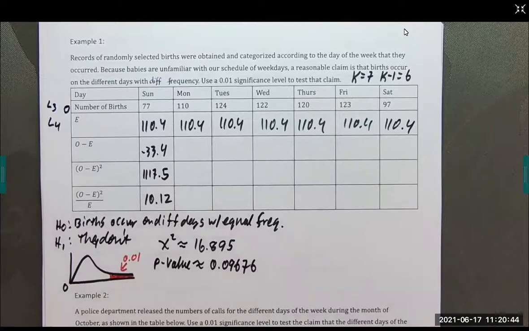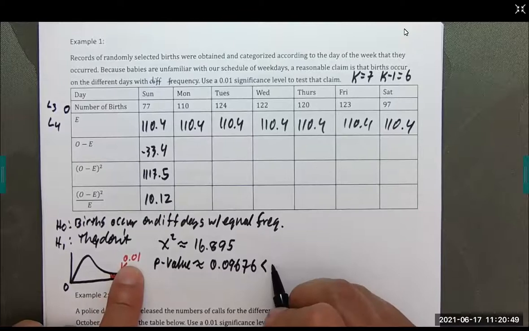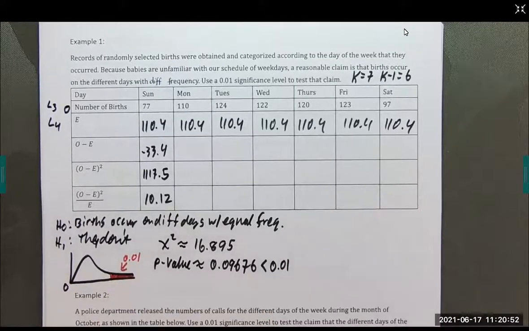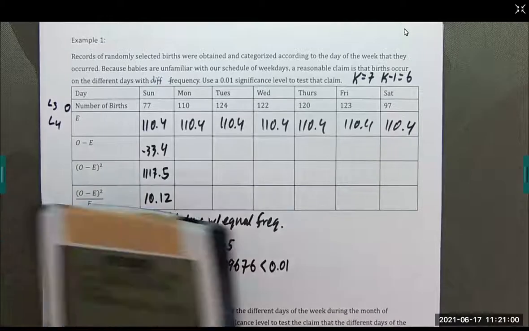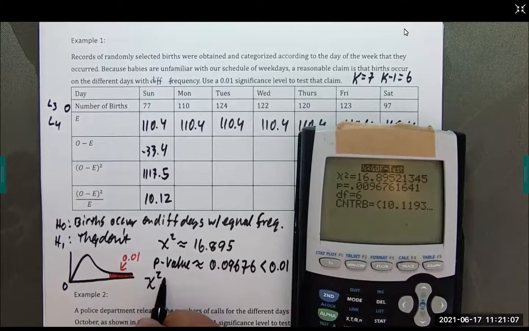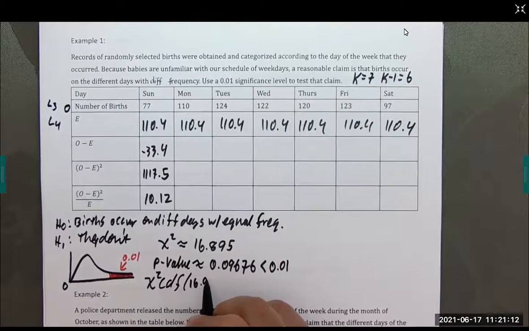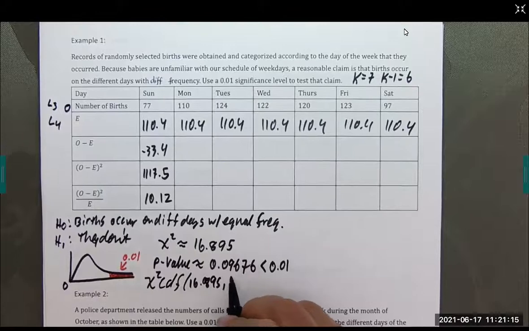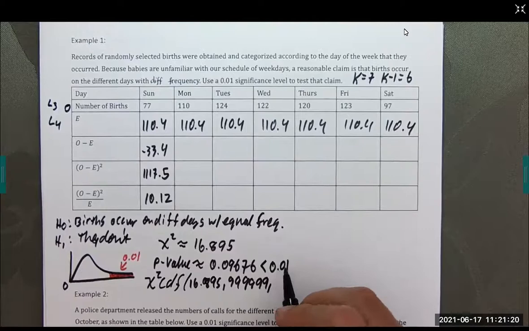0.09676, which is definitely less than 0.01. Now, let's say that you had to actually do it manually like this, and you got your test statistic. The way we would figure out the p-value is I would go to chi-squared CDF, and that would be 16.895 to a big number, and then the degrees of freedom, which in this case is the 6.